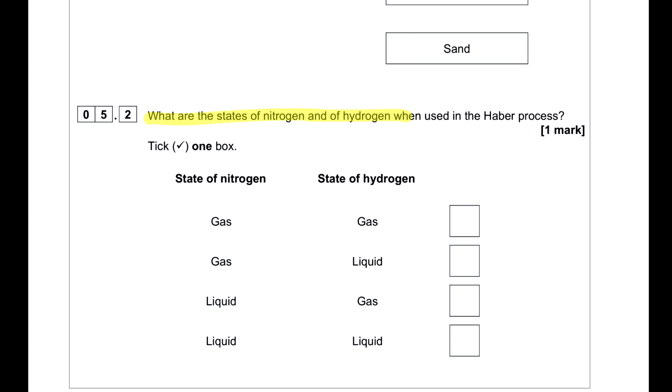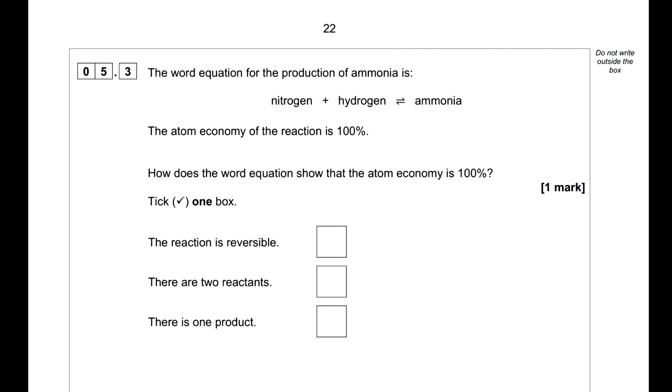What are the states of nitrogen and hydrogen when used in the Haber process? In the Haber process, nitrogen is a gas, and the state of hydrogen is also gas. So both are gases. The word equation for the production of ammonia: nitrogen plus hydrogen produces ammonia in a reversible reaction. The atom economy of the reaction is 100%. How does the word equation show that the atom economy is 100%? All of the reactants are converted into product, so there is only one product.